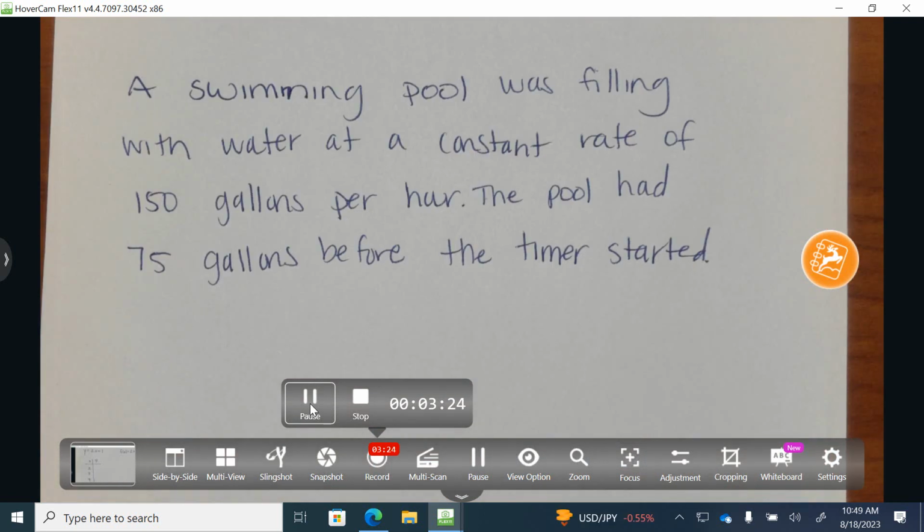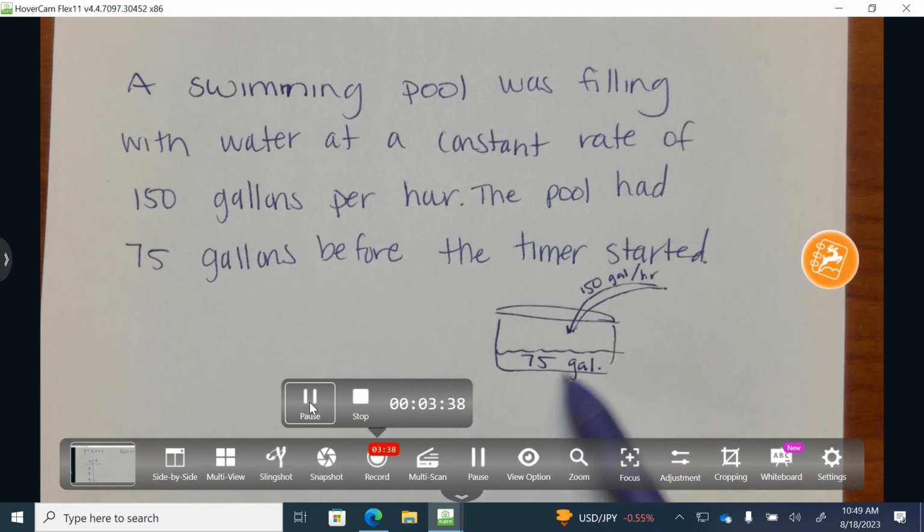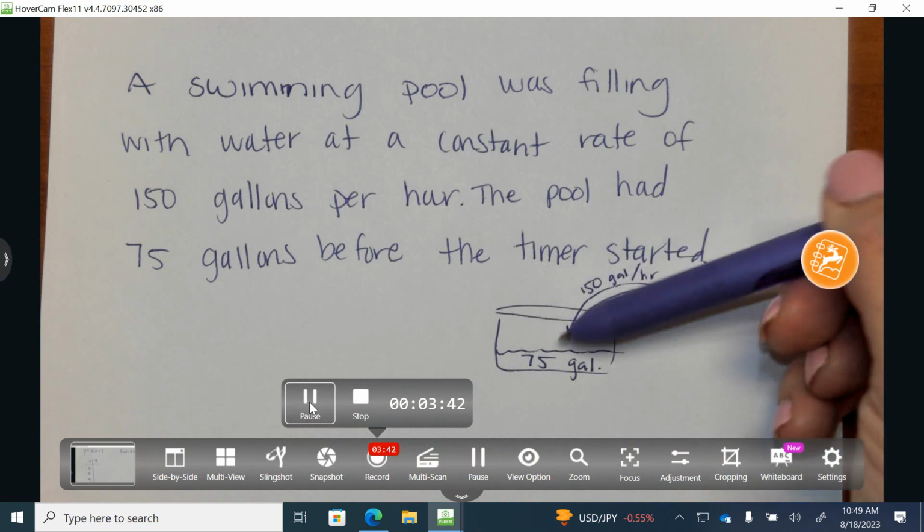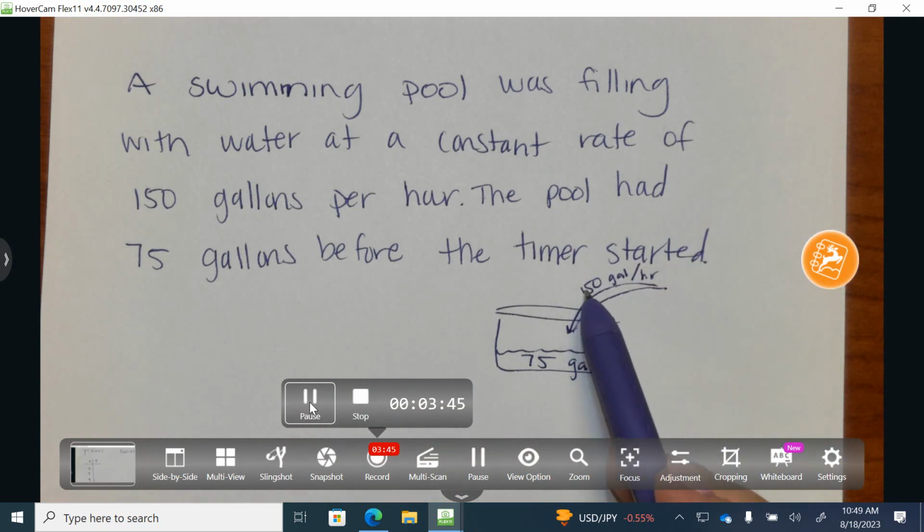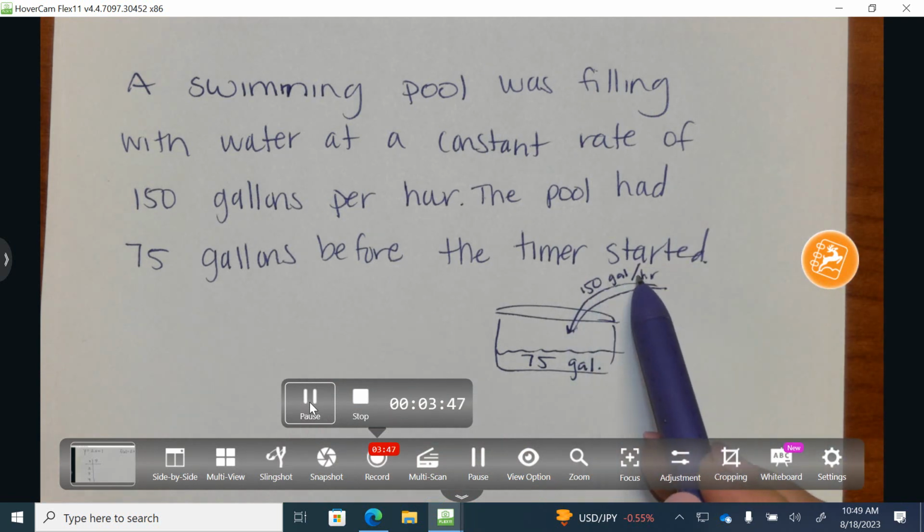A swimming pool was filling with water at a constant rate of 150 gallons per hour. The pool had 75 gallons before a timer was started. I'm going to draw a picture to illustrate this. So this is a very, very simplistic drawing, but this is my pool. It does have some water in, 75 gallons to be exact. We have a hose going in that is dumping at a rate of 150 gallons per hour.